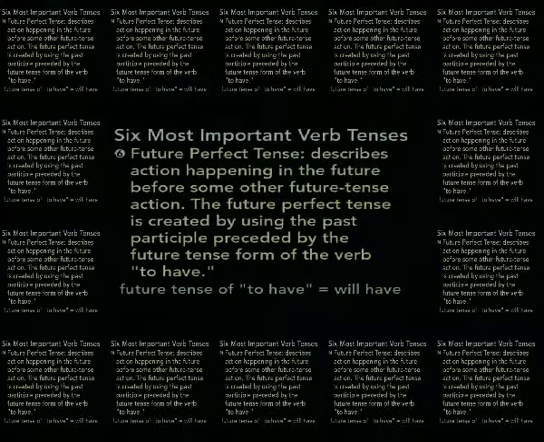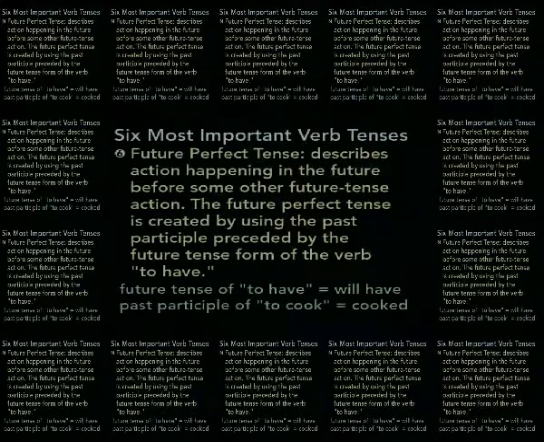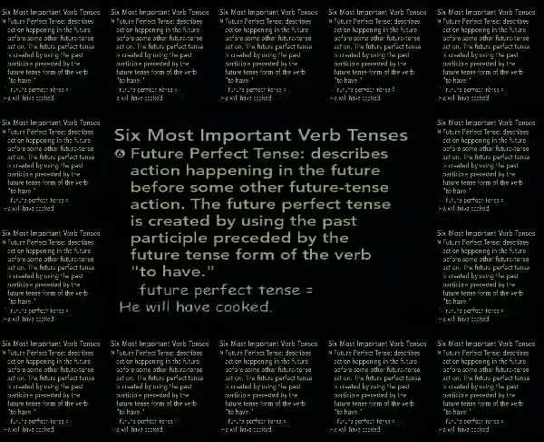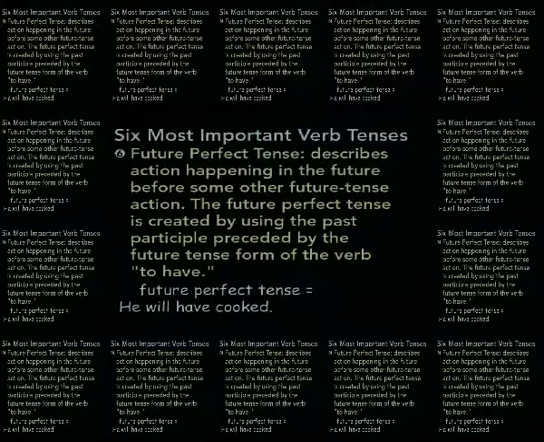So when we take the words will have and follow them by the past participle, we end up with the future perfect tense. Now, once again, for the verb to cook, the past participle is cooked. So the future perfect tense would be formed by using will have followed by cooked. For example, he will have cooked. How would we use this in a sentence?